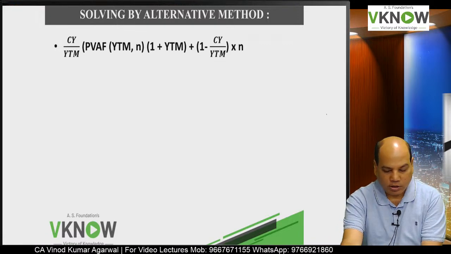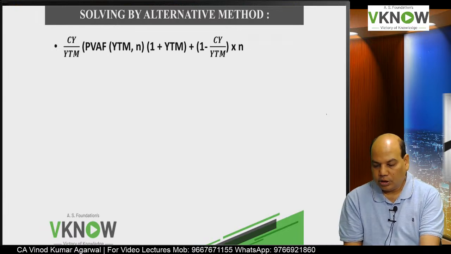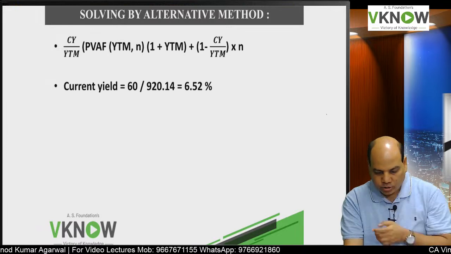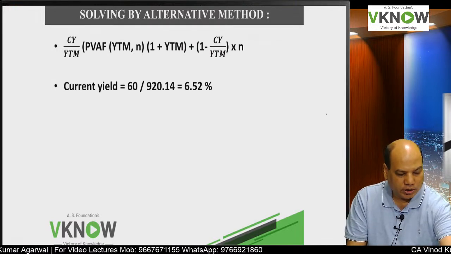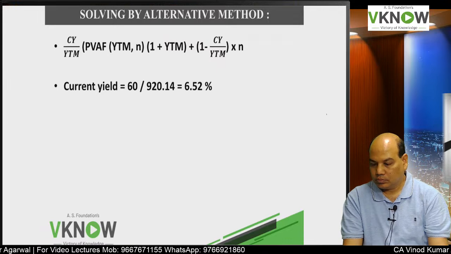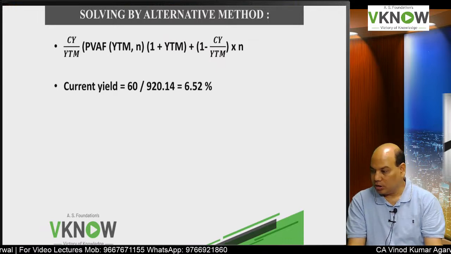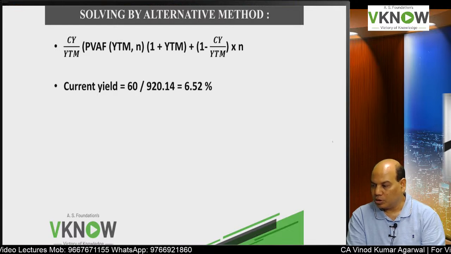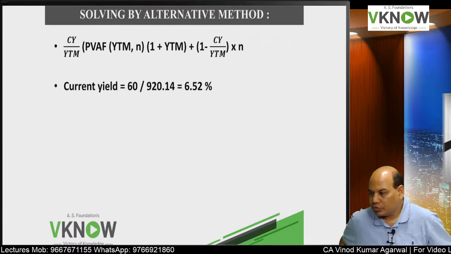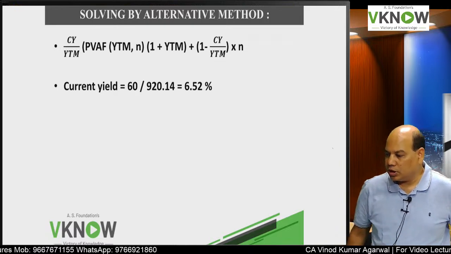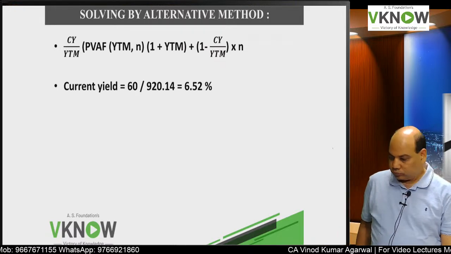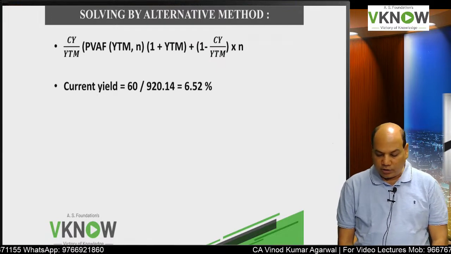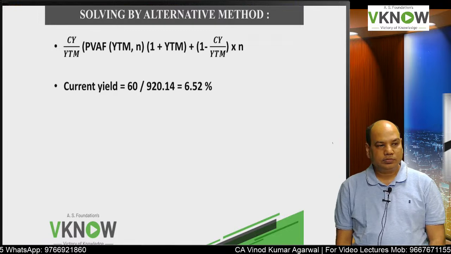Have you written the formula? But I need to do one calculation before I can use the formula. I need to calculate the current yield. Current yield is annual coupon upon current price of the bond, 60 divided by 920.14.